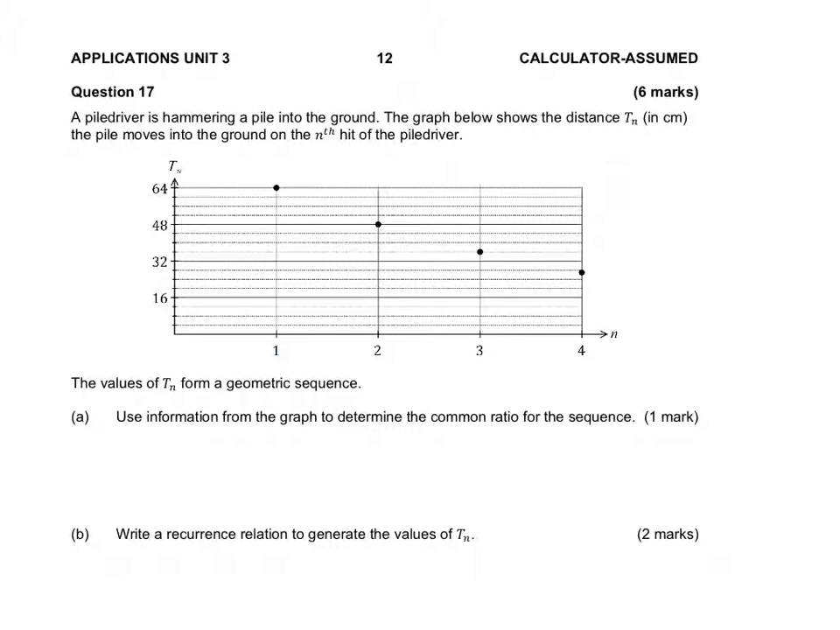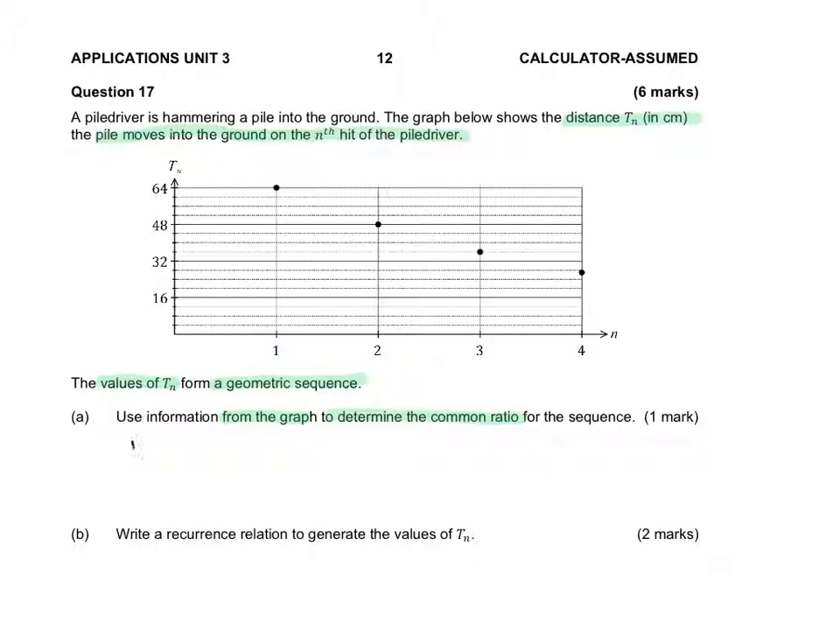A pile driver is hammering a pile into the ground. The graph below shows the distance the pile moves into the ground on the nth hit. The values of Tn form a geometric sequence. Use the information from the graph to determine the common ratio for the sequence.